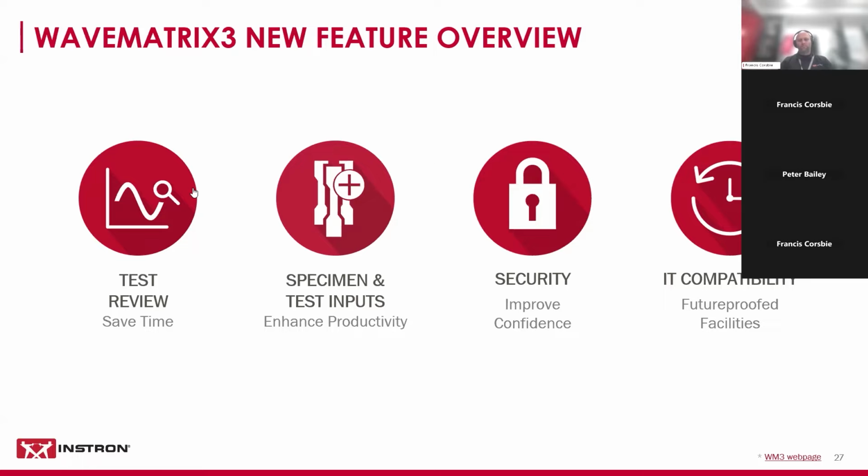We're going to show you our test review software. So you can run a test and you can look at that data without post-processing it in something like Excel. We'll look at specimen and test inputs. So now on the test screen, we can enter data and that data can then be used in various ways to run tests. And then we'll also show you how we have introduced some security features where you can have different levels of security for different users. So you don't have people changing your methods unwantedly, for example.